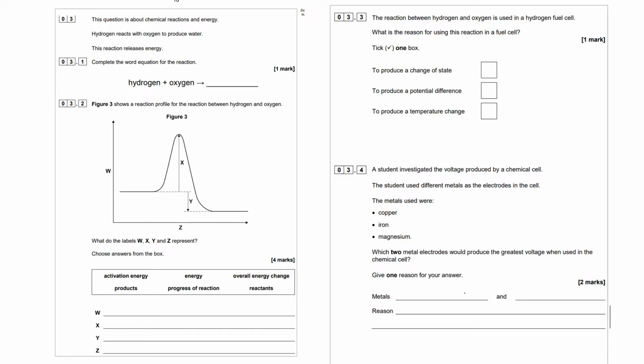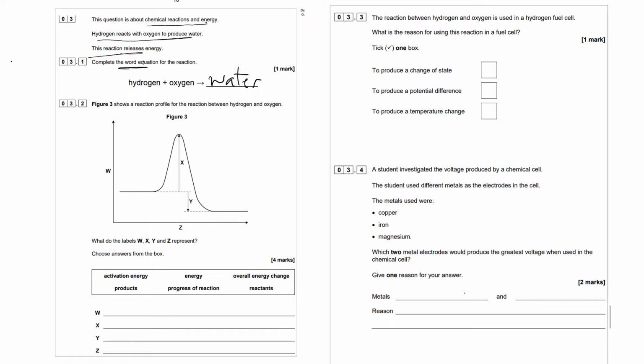Moving on to question 3. This question is about chemical reactions and energy changes. Hydrogen reacts with oxygen to produce water. This reaction releases energy. So there's a bit of information that we may want to use. Hydrogen plus oxygen makes water. Now remember, it says word equation, so don't start writing in symbols.